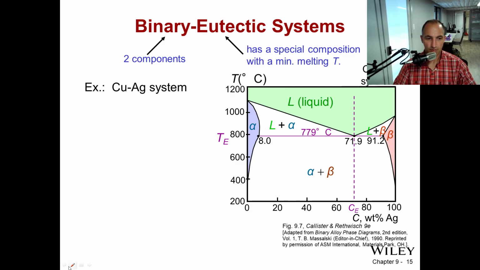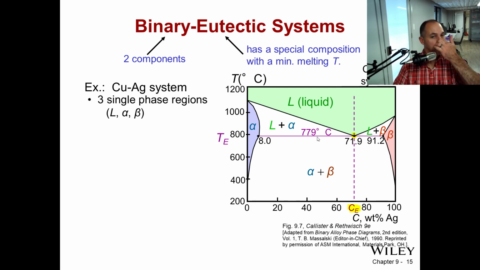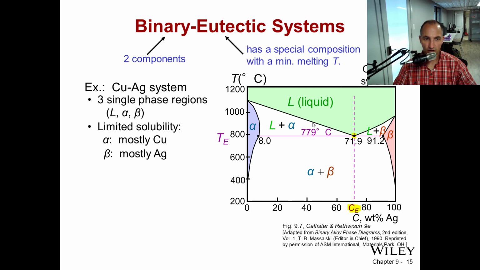And this purple line right here is the eutectic composition. It has a melting temperature of only about 800 degrees C right here. And there are three single phase regions. We have all liquid, and then we have alpha plus beta down below. No matter where you are in this phase diagram, you're going to have only three phases possible. And there's a limited solubility here.